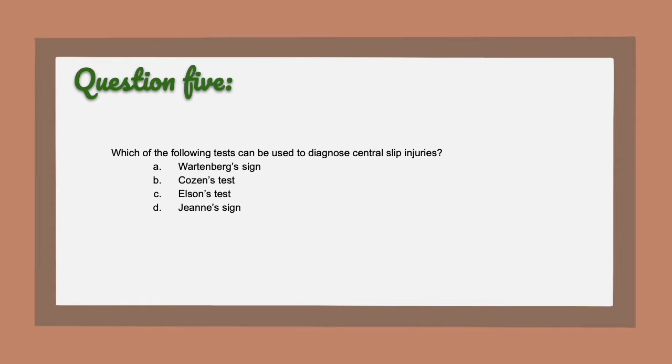Question 5. Which of the following tests can be used to diagnose central slip injuries? A, Wartenberg's sign, B, Cozen's test, C, Elson's test, D, Froment's sign.